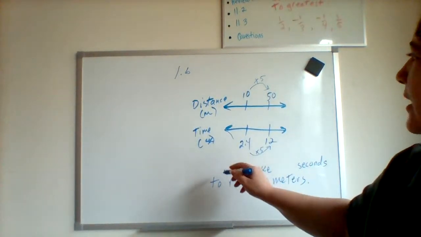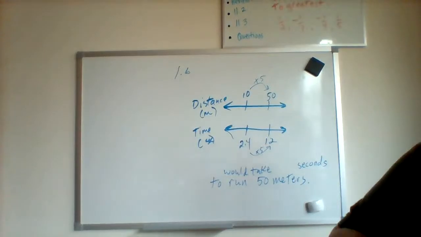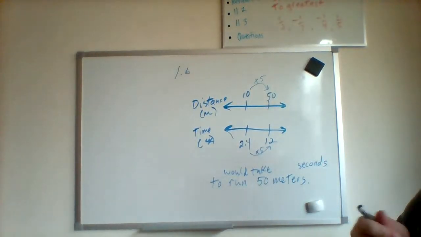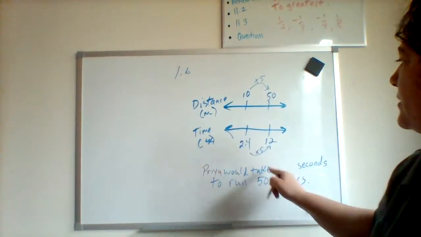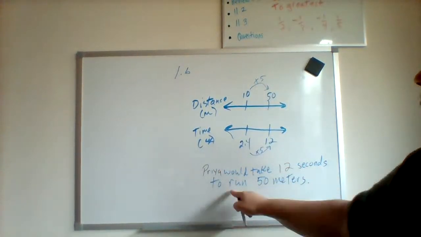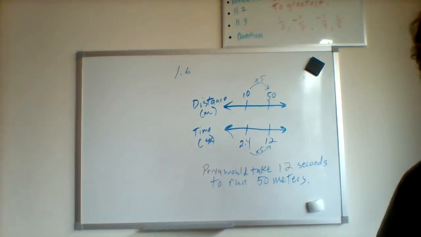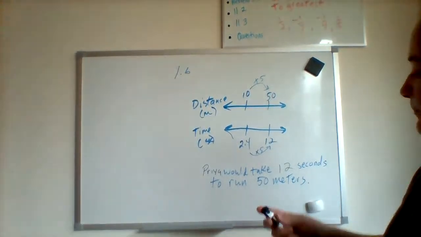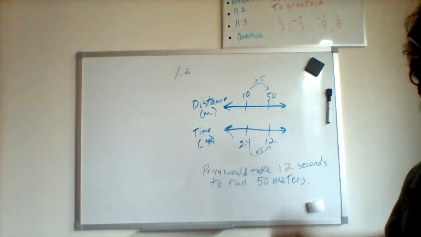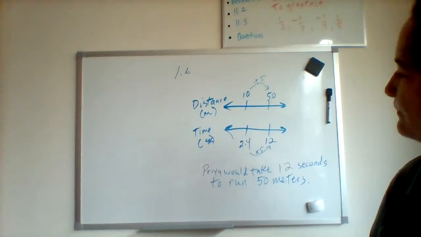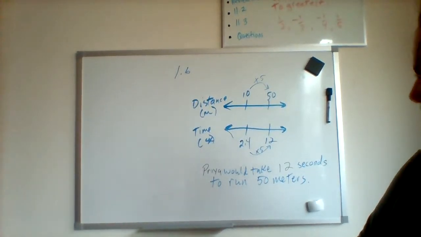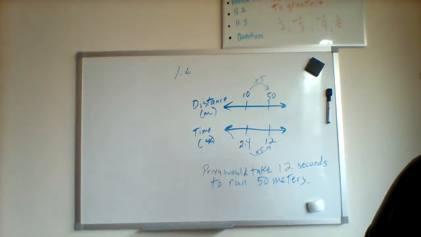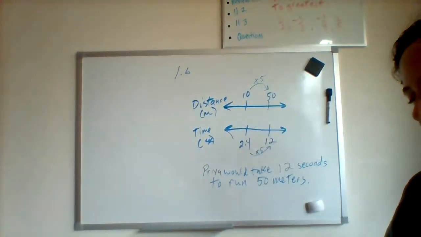So, our answer statement. And I will use a different color here. So, we're talking about Priya this time, right? Priya would take 12 seconds to run 50 meters. That's our answer statement. Good job, guys. Keep it up. Okay, that means we're ready for number 2.